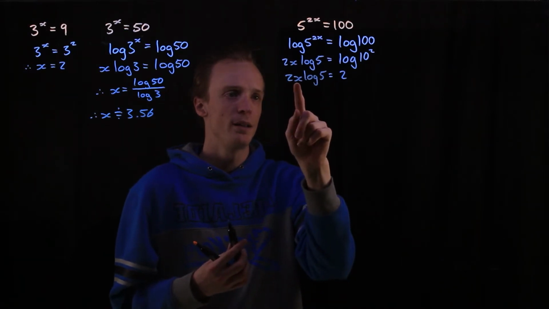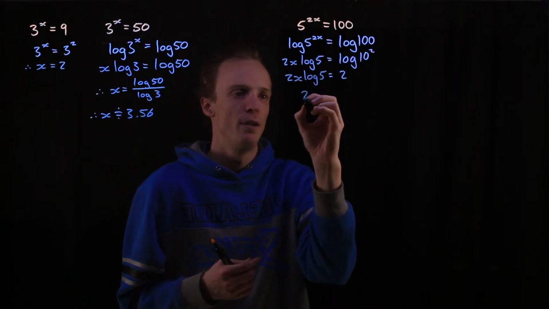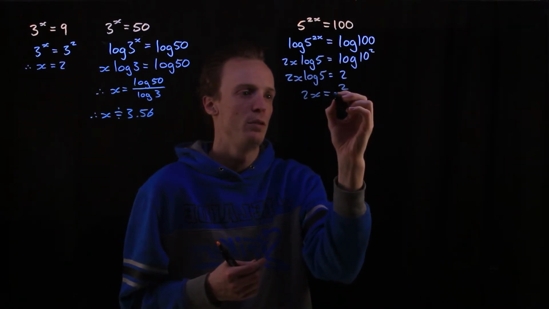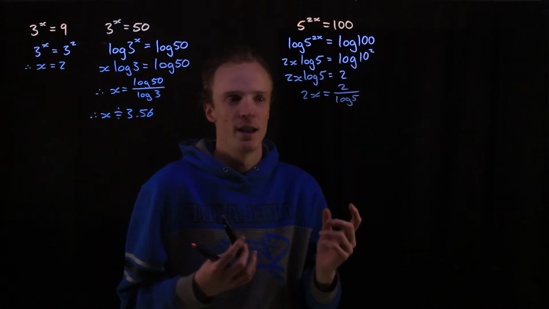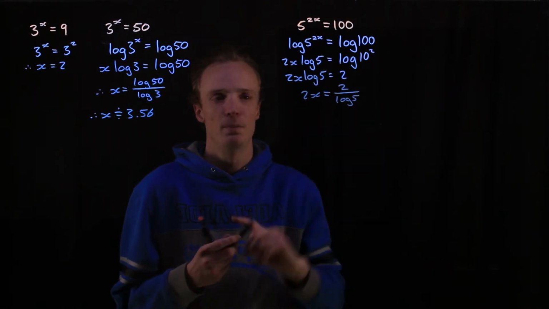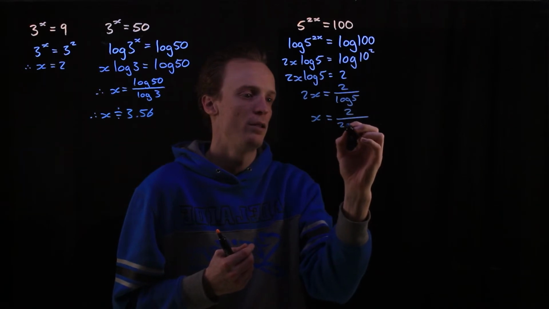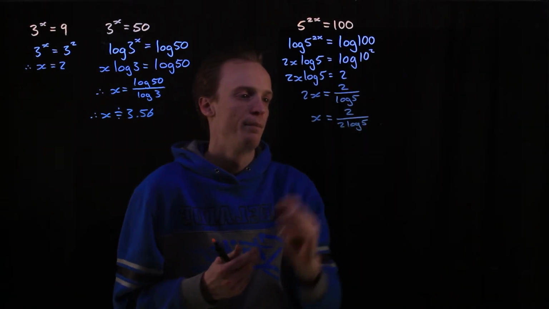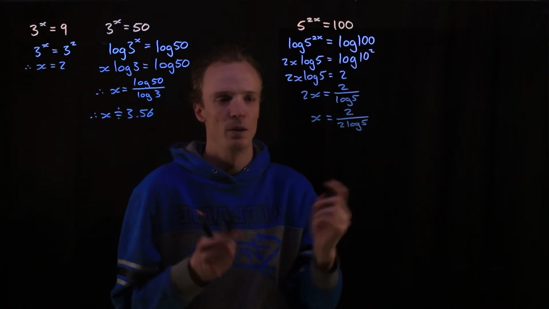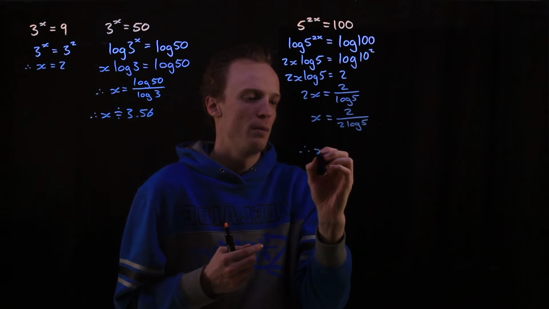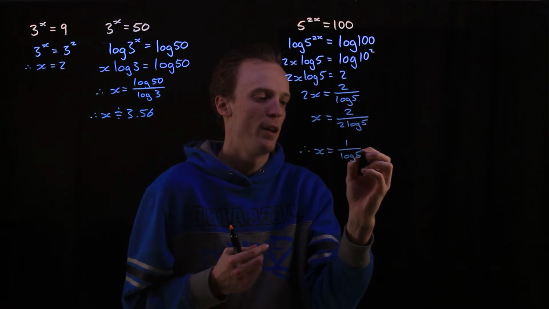But now I've got 2x multiplied by the logarithm of 5. So if I divide both sides by the log of 5, I'll find that 2x will equal 2 divided by the log of 5. But now I need to isolate x on its own. So I need to divide both sides by 2. So my x is going to be equal to 2 divided by 2 log 5. But I can also see here that these two will cancel. 2 divided by 2 will equal 1. So therefore, my x value is going to be 1 divided by the logarithm of 5.